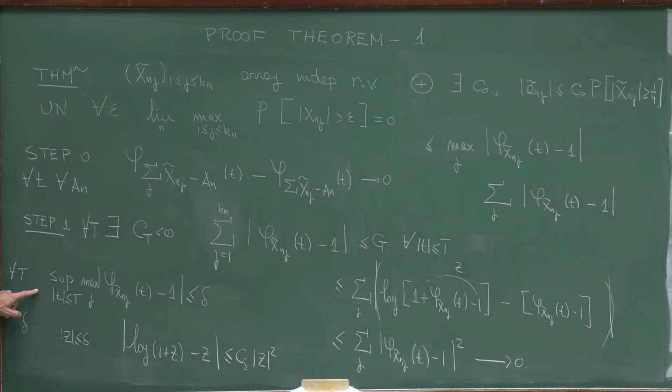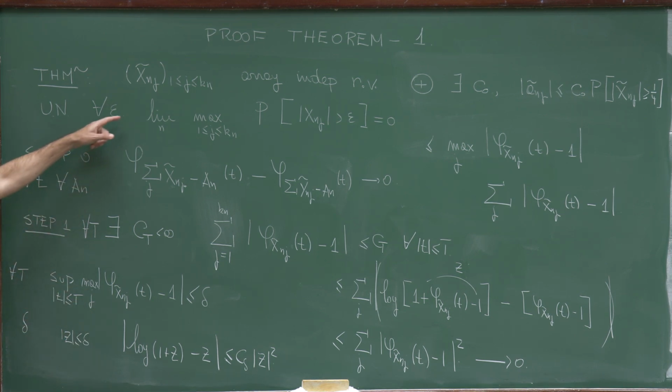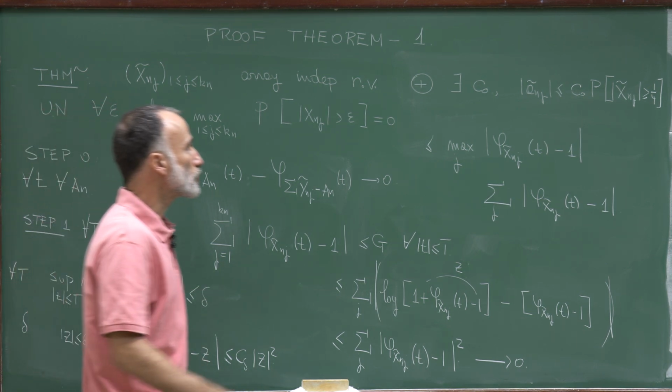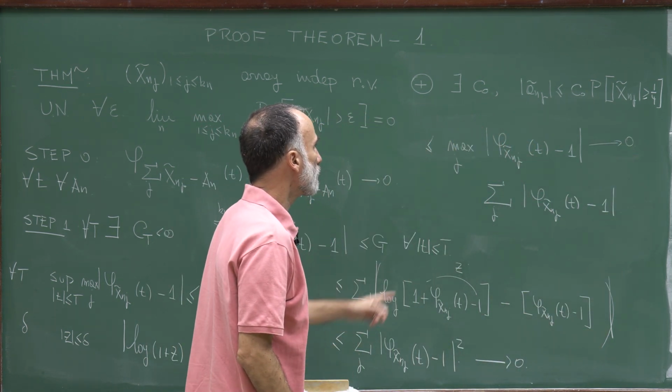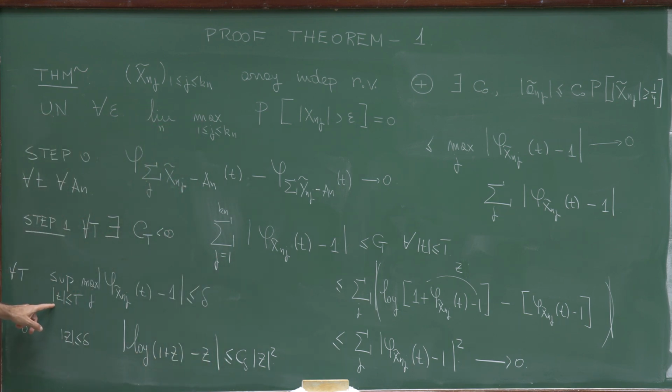So I know that the maximum converges to 0, right? This comes from this assumption. So this one converges to 0 uniformly in t. If we take the maximum for all t bounded less or equal than capital T, as n goes to infinity, that maximum will converge to 0.